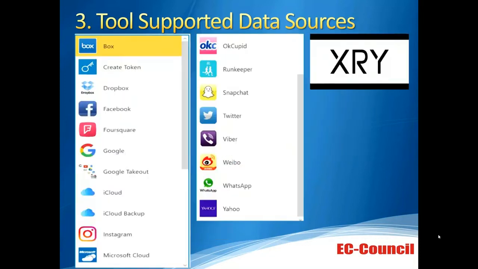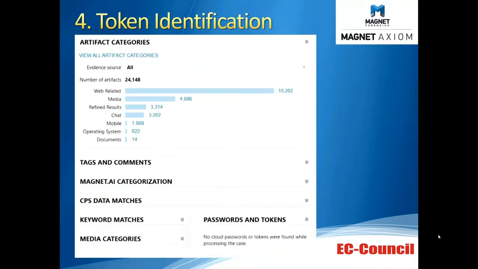Looking at XRY's supported data sources, it's more in line with those of Axiom's offerings. Moving on to the token identification phase, where I really wanted to see if these tools were able to identify tokens on the mobile device. As you can see here from the slide, Magnet did not identify any cloud passwords or device tokens.